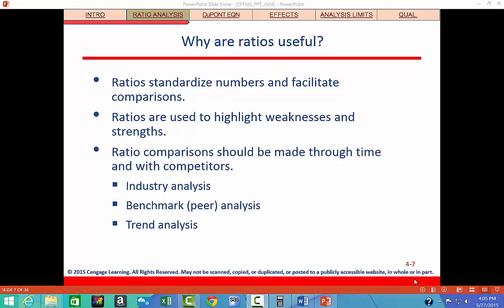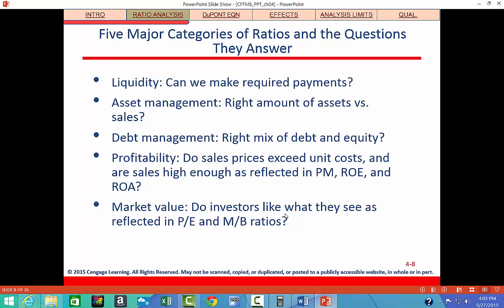And so we have five major categories for the ratios: liquidity, asset management, debt management, profitability, and market value. So liquidity deals with how liquid the firm is in terms of its current assets and current liabilities. Can it make its current payments based on what it's currently receiving in the form of payments from customers?